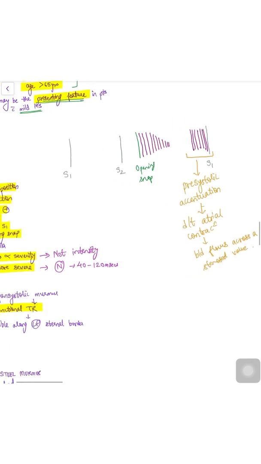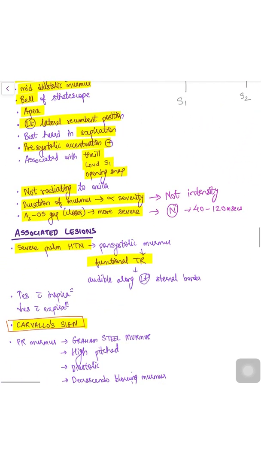What are the other associated lesions with mitral stenosis? You can have severe pulmonary hypertension. The severe pulmonary hypertension can lead to right ventricular hypertrophy, which can lead to a functional TR. Meaning, because of the pulmonary hypertension, the right ventricle has to pump against the increased pressure, which leads to a functional TR. The tricuspid valve is normal, but because of the increased flow, increased volume, you have the murmur. There is increased flow across the normal tricuspid valve, because of which you have a functional TR.